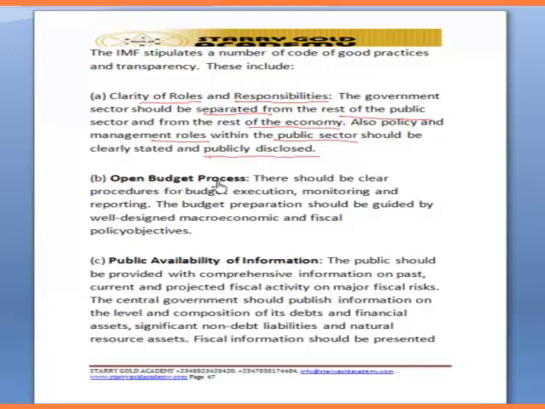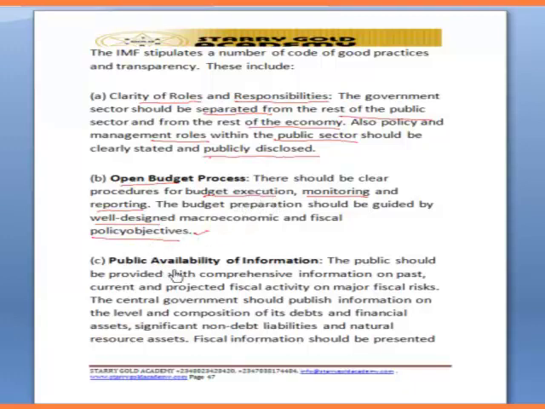2. Open budget process. Adoption of open budget process. There should be clear procedures for budget execution, monitoring, and reporting. Budget preparation should be guided by well-designed macroeconomic and fiscal policy objectives, and it is by this that some malpractices or corrupt practices can be mitigated.